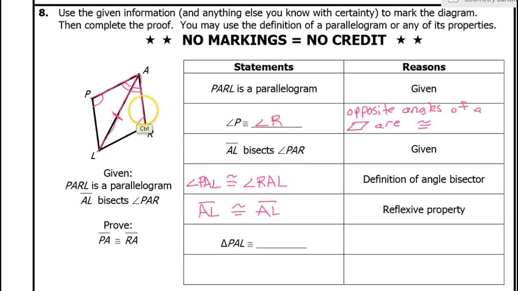Okay, now looking at the markings, that is enough information to prove that the triangles are congruent. So we can say that triangle PAL, that's the left triangle, is congruent to triangle RAL. The order matters, so be careful to put corresponding angles in the same position. And that's going to be angle, angle, side. I have two angles and the side that is not in the middle. So we call that angle, angle, side.